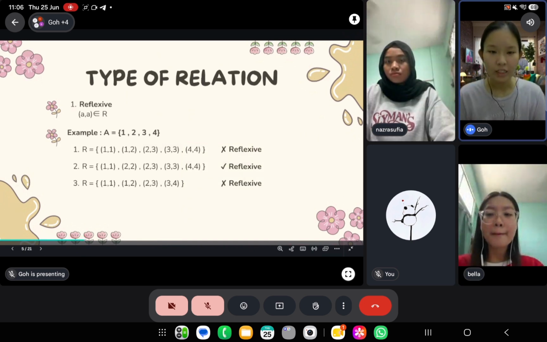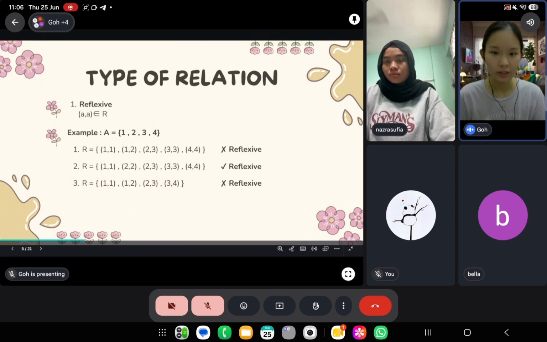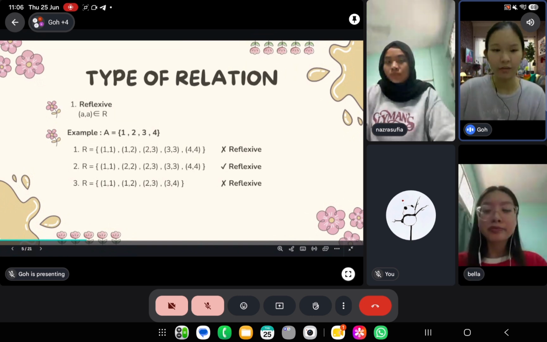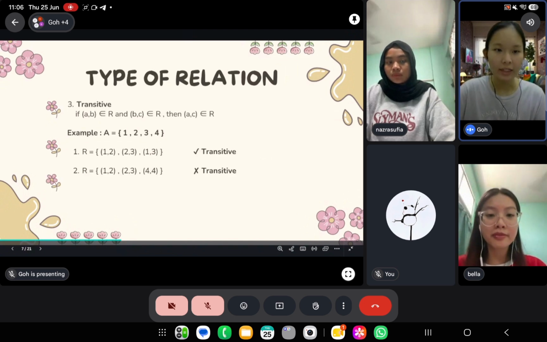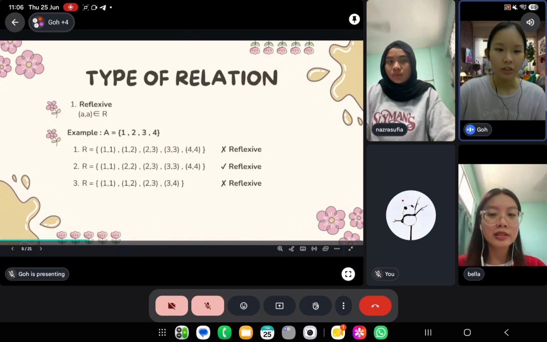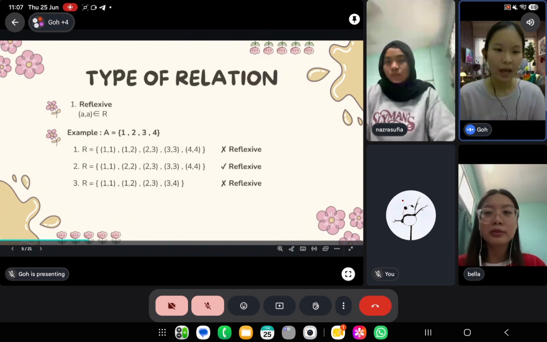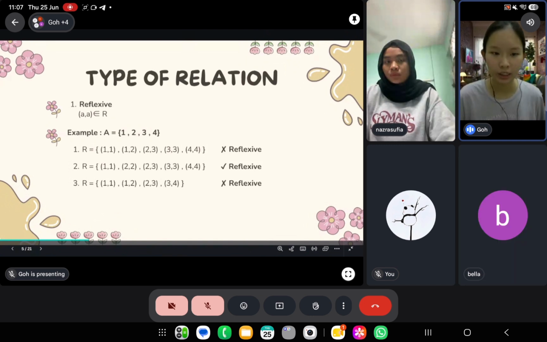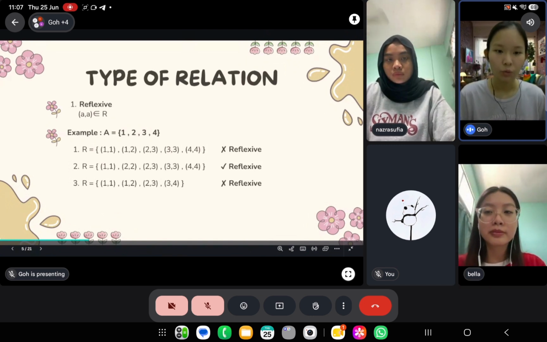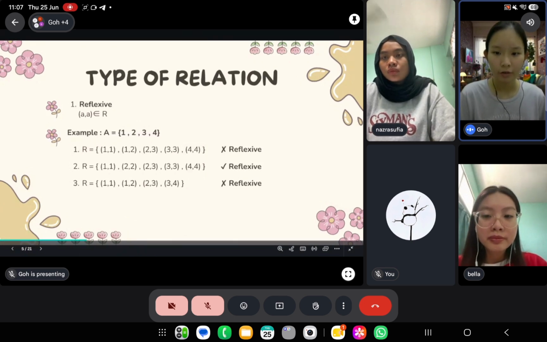So I will explain about the types of relation. The first one is reflexive, second is symmetric, and third is transitive. So for the first one, (a, a) is in R. For example, A equals {1, 2, 3, 4}. And we look at the first question, R equals {(1,1), (1,2), (2,3), (3,3), (4,4)}.